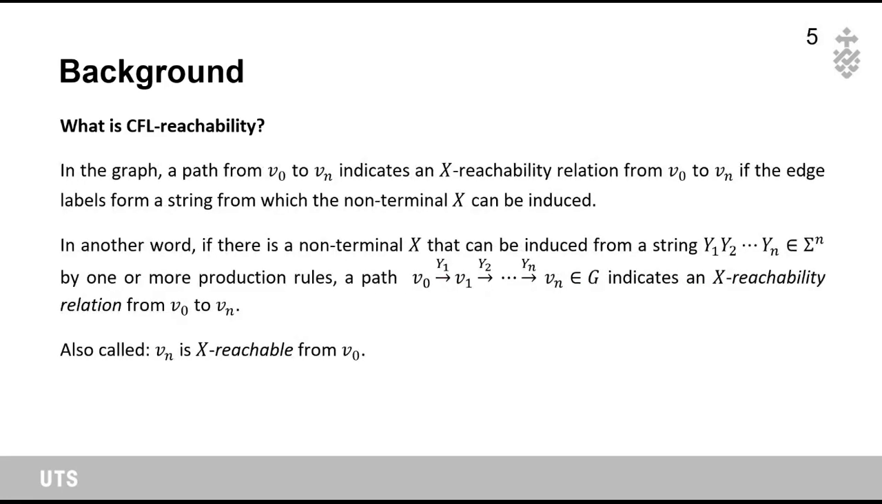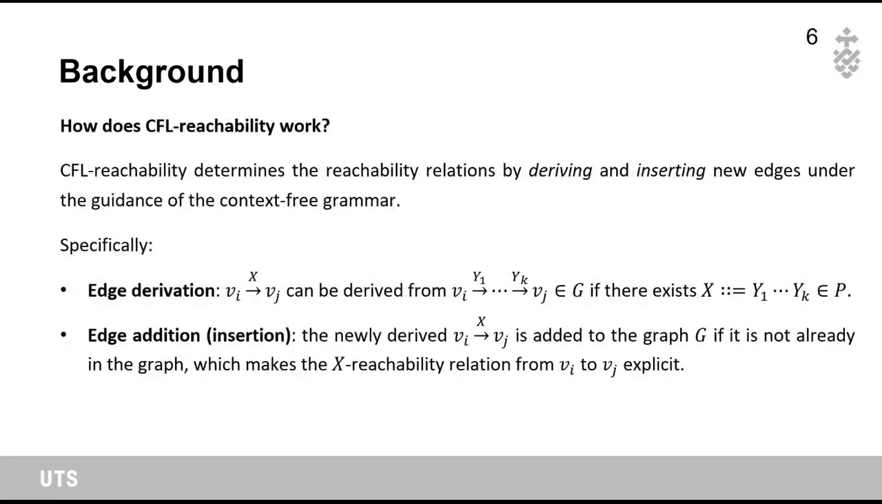In the graph, a path from a node v0 to another node vn indicates an X reachability relation from v0 to vn if the edge labels form a string from which the non-terminal X can be induced. CFL-reachability is solved by deriving and inserting new edges to the graph under the guidance of the context-free grammar. Specifically, if a path from Vi to Vj indicates an X reachability relation from Vi to Vj, an edge Vi X Vj is derived. And if the newly derived edge is not already in the graph, it's added to the graph to make the X reachability relation explicit.